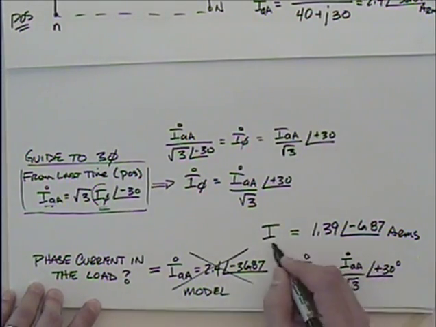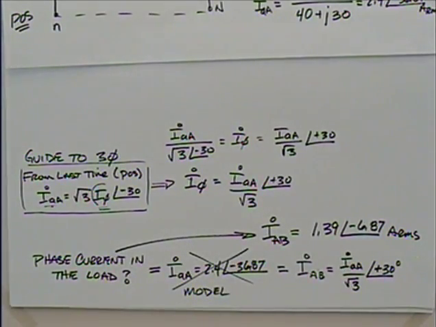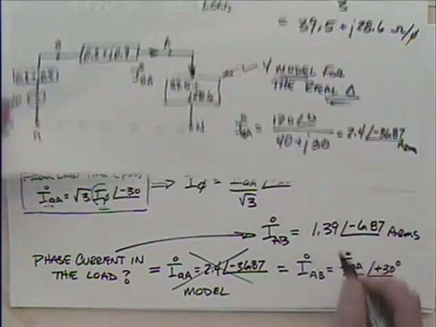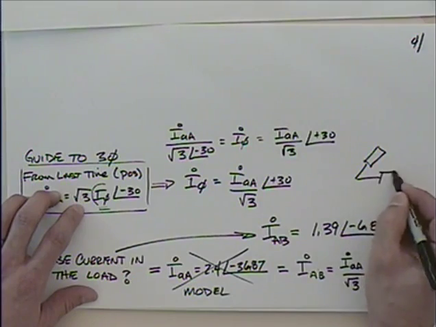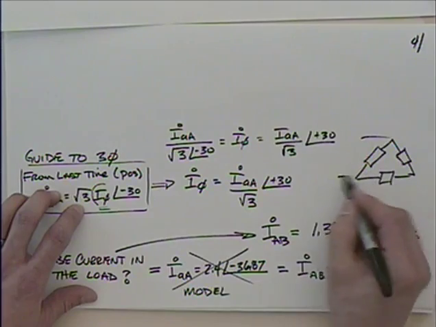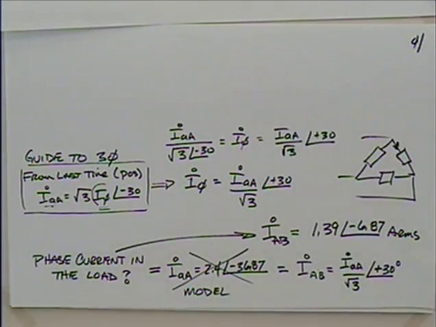So that would be IAB, which is the phase current in the load. We have to always remember that our load, the real load, is a delta. And we're not necessarily looking for this current here. We're looking for the current inside that delta. So we're looking for that current possibly, which is the phase current, not the line current.